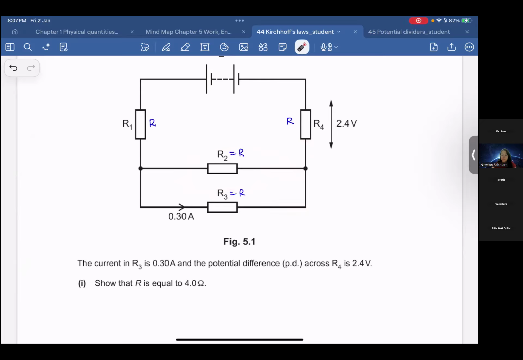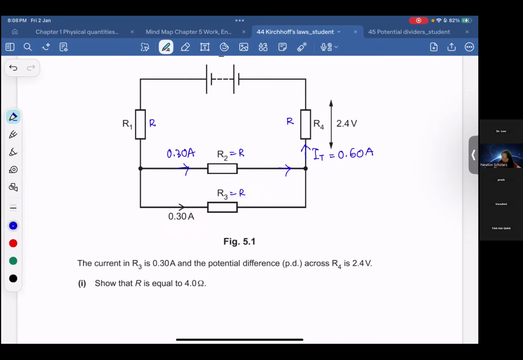Vashini, yes, 0.60 ampere for this current. The total current here is 0.60 ampere. Why? Because the current flowing through this part's resistance is 0.30. This resistance is also R, the same resistance, so the current flowing should be the same. So we label this also 0.30 ampere.